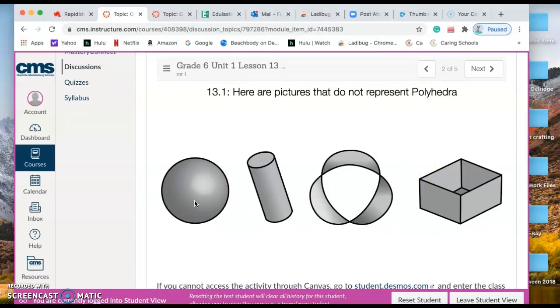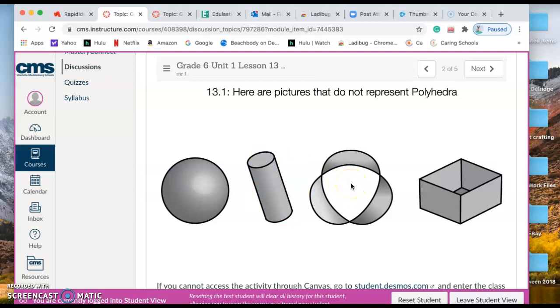There's no flat sides. I know it's smooth on the outside, but it's bent, it's curved. This automatically is out. This is a cylinder. The cylinder is a rectangle that encloses two circles: circle on top, circle on bottom, and a big rectangle on the outside. That you'll get to play with next year.